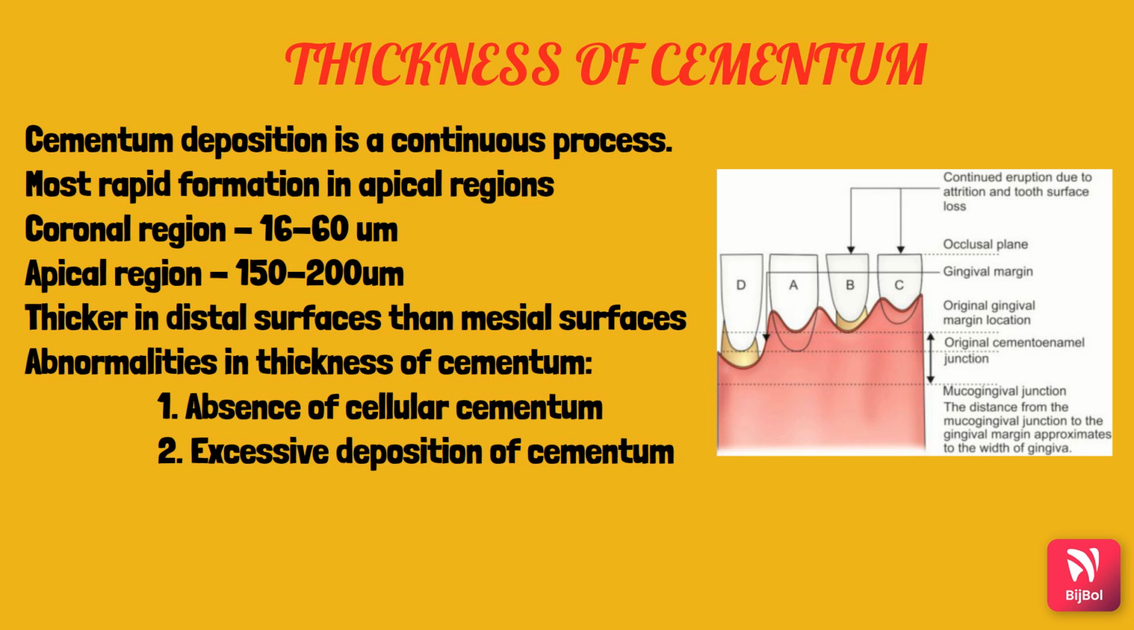That is because of the absence of the cellular cementum or because of the excessive deposition of the cementum. Absence of cementum occurs in cases of cemental aplasia or hypoplasia, that is, less deposition or complete absence of the cementum, whereas cementum hyperdeposition is caused by cementum hyperplasia or hypercementosis.